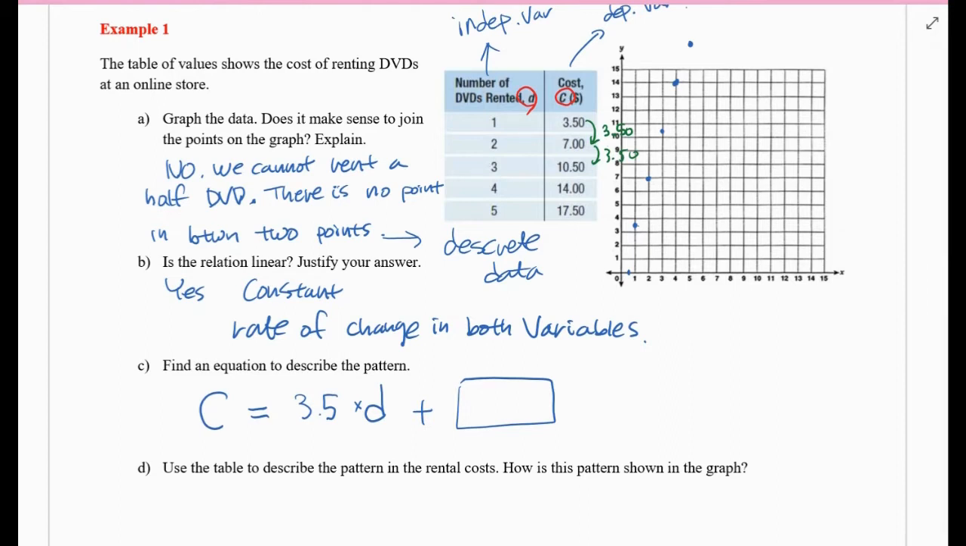So let's test it using the first line. If you plug in 1, you should get 3.50. What number do you need to add here? Nothing, right? You don't have to add any number. This is 0. So the equation will be C equals 3.5D. You can omit the multiplication sign. C equals 3.5D. Okay?